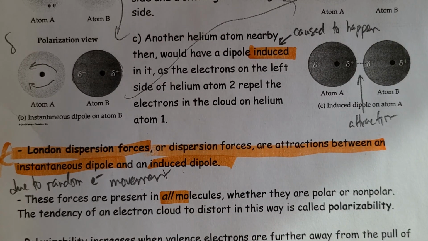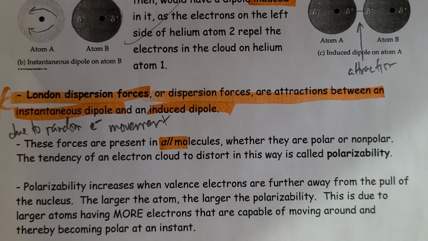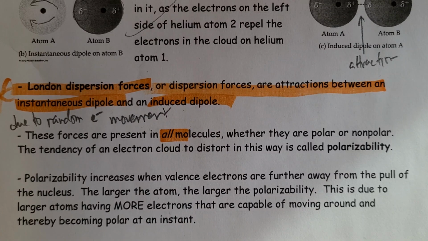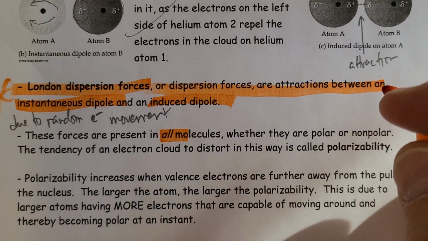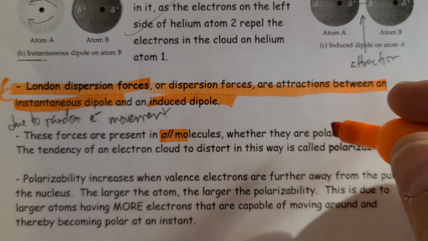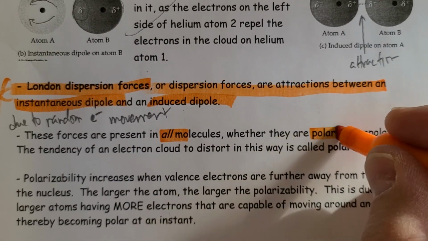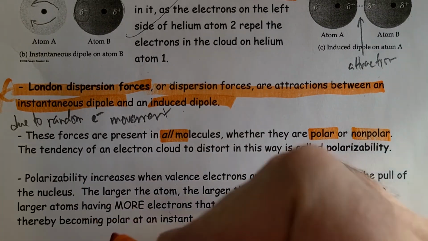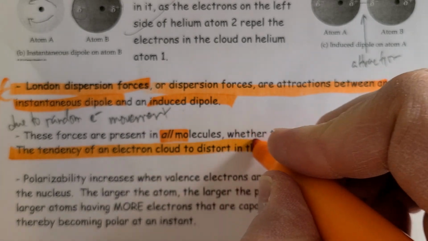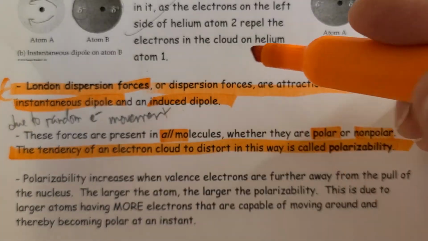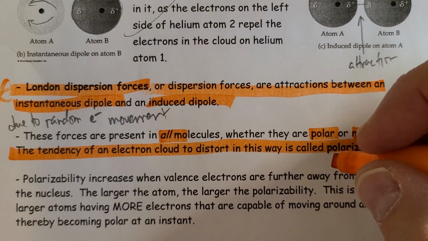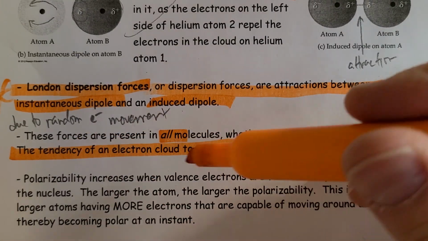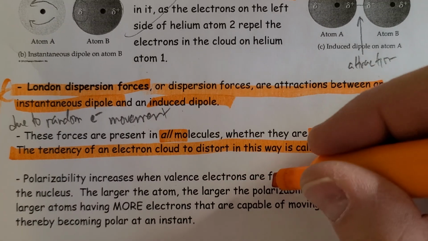So everything has random electron movement. Makes sense because everything has electrons, so we will have random electron movement, which move to one side versus another, becoming a temporary dipole, whether they are polar or nonpolar. So we can have polar molecules that do this or nonpolar ones. And then the tendency of an electron cloud to distort and have electrons combined to one side is called polarizability. Now, polarizability increases when valence electrons are further away.